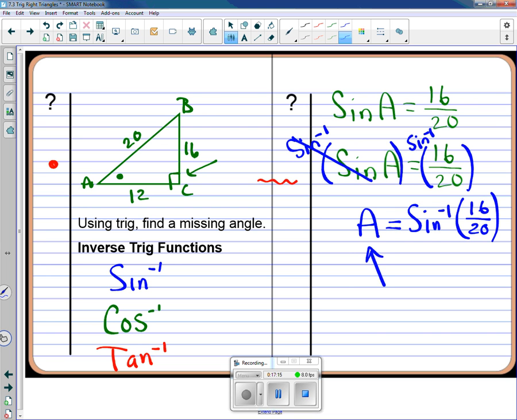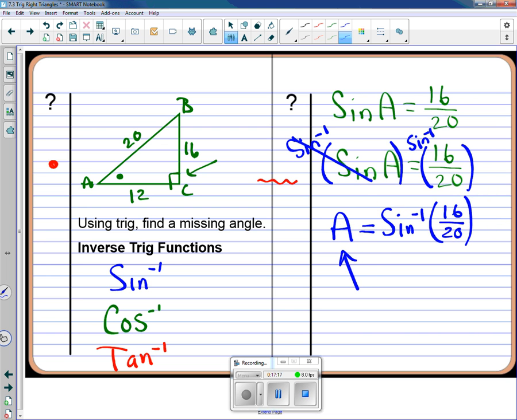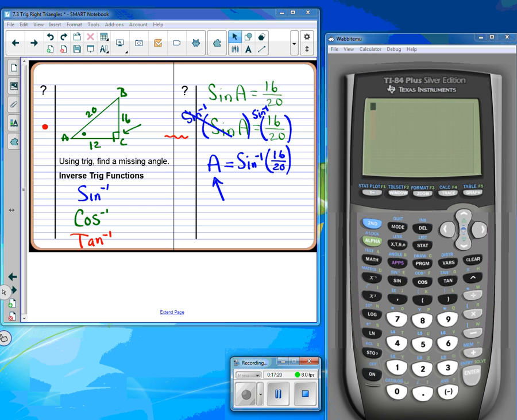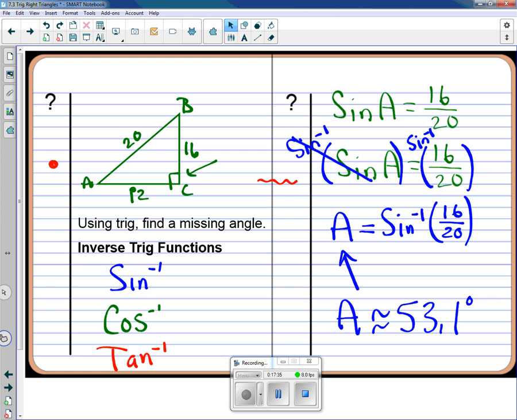I've got my unknown by itself, so now it's time to use my calculator. To do sine inverse, I have to hit second, then sine. Now it'll give me that sine inverse. 16 divided by 20, and that will give me an angle measurement of 53.1 degrees. Okay, so I just found angle A.